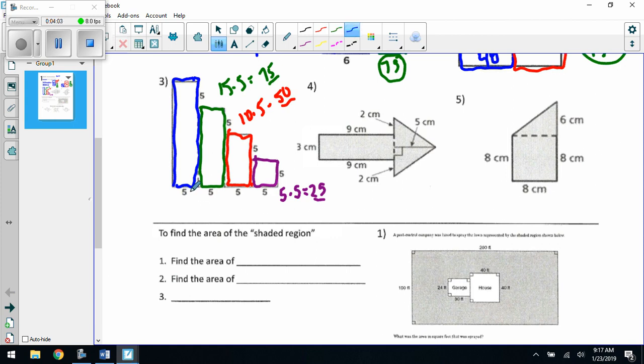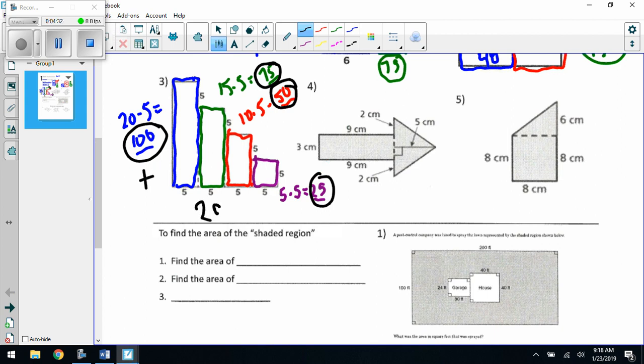And lastly, we're going to look at the blue. Again, we know the width is 5. If the green length is 15, we're just going to add 5 more. 15 and 5 is 20. Multiply it by the 5, so we know that's 100. Last step is to add them all together. And when we add 100 plus 75 plus 50 plus 25, we get 250.